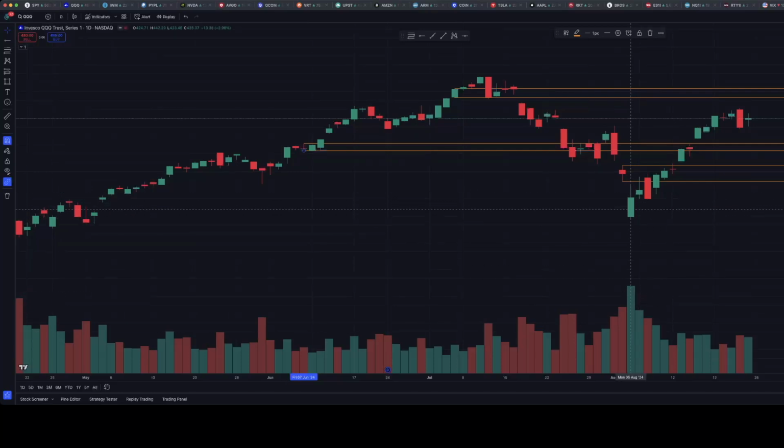Otherwise, if this was another red candle, we'd probably continue down. But that's a huge volume candle, and we get sent right back up. So imagine taking a position even right here at the top, 435, and now we're at 480. That's a $50 move in 10 to 12 days. It's pretty crazy to me.